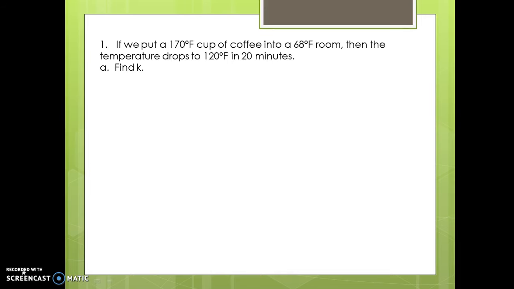So here's a couple of example problems. Write these down also. If we put a 170 degree cup of coffee in a room that's 68 degrees, then the temperature drops to 120 degrees in 20 minutes. Can you find what K is?